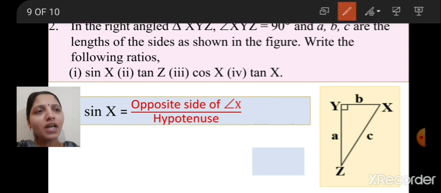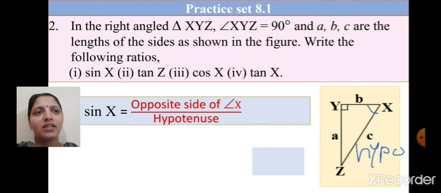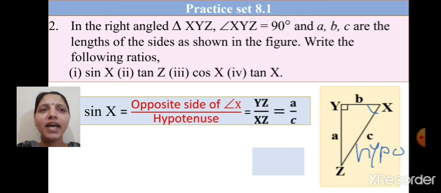Now here what is hypotenuse? XZ is hypotenuse. Yes. And if you consider angle X, then what will be the opposite side here? Yes, it will be YZ upon hypotenuse, that is XZ. Okay. Now what is the length of YZ? It is a, and length of XZ is c. So you will write here a upon c. So this will be your answer.